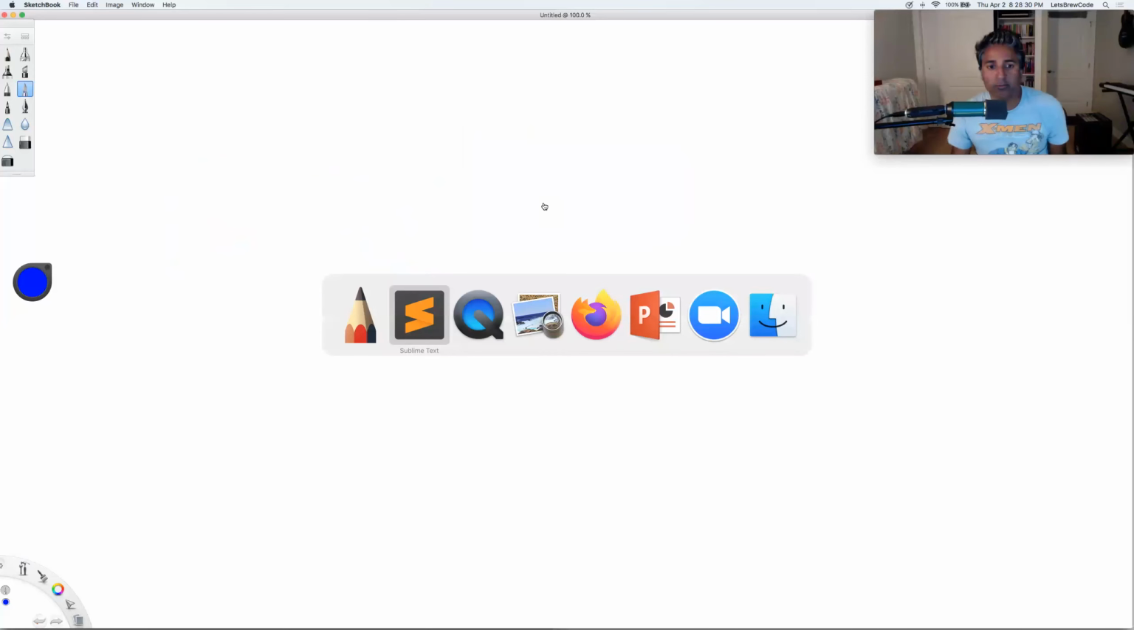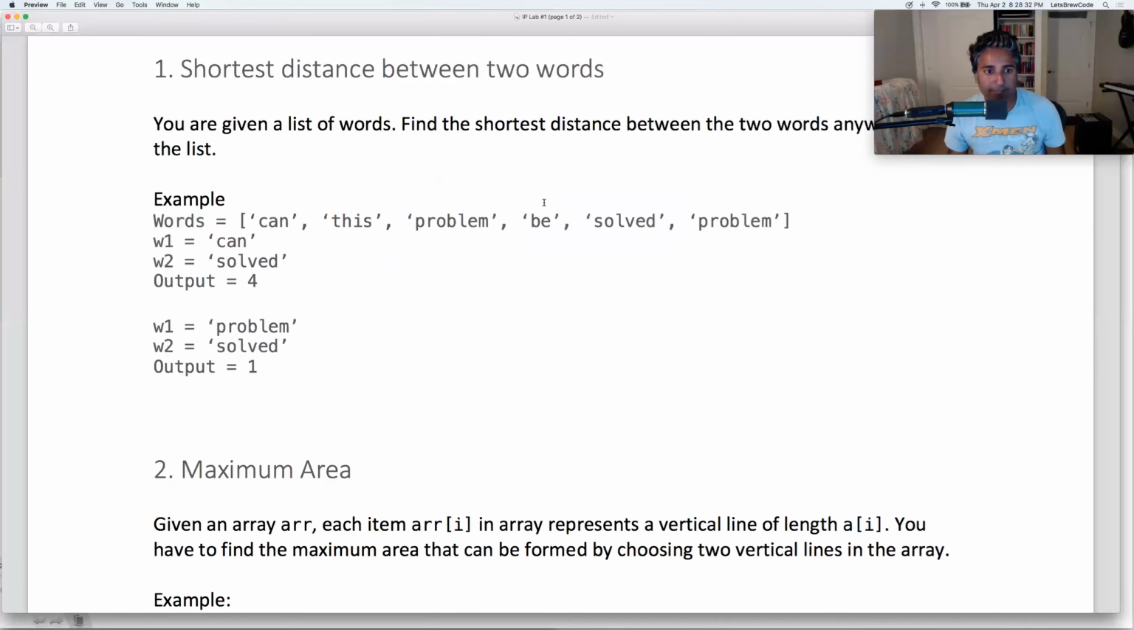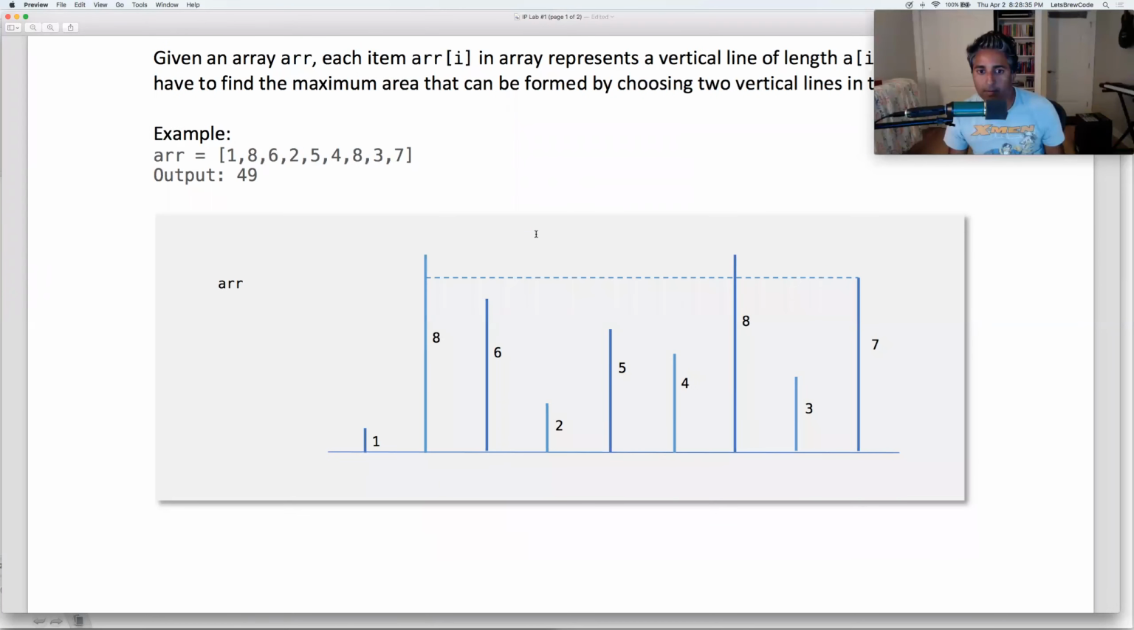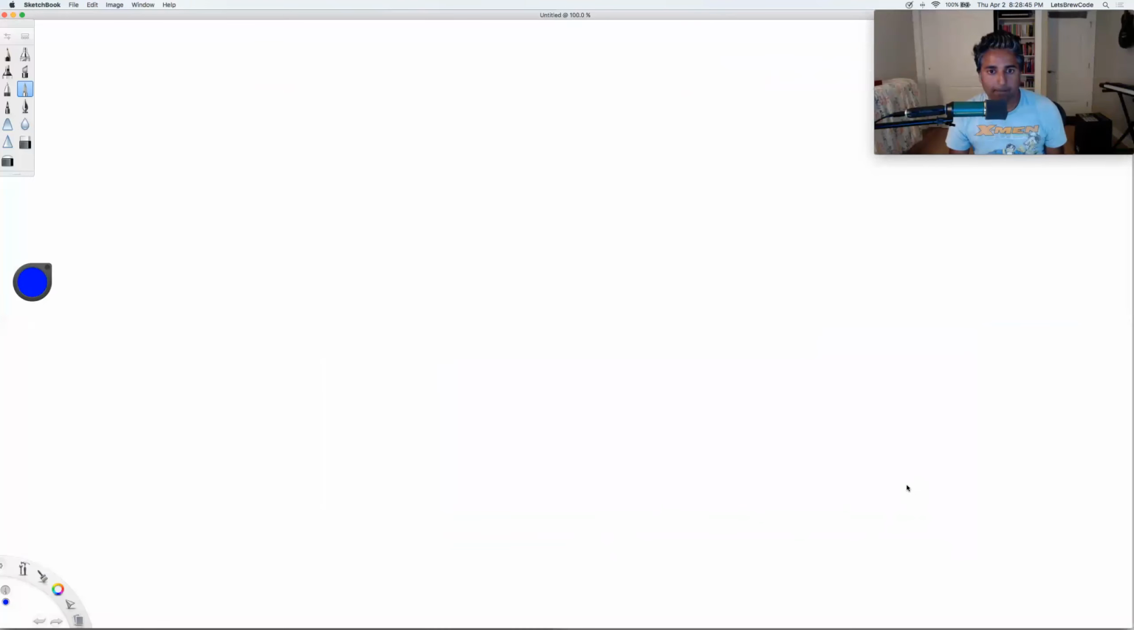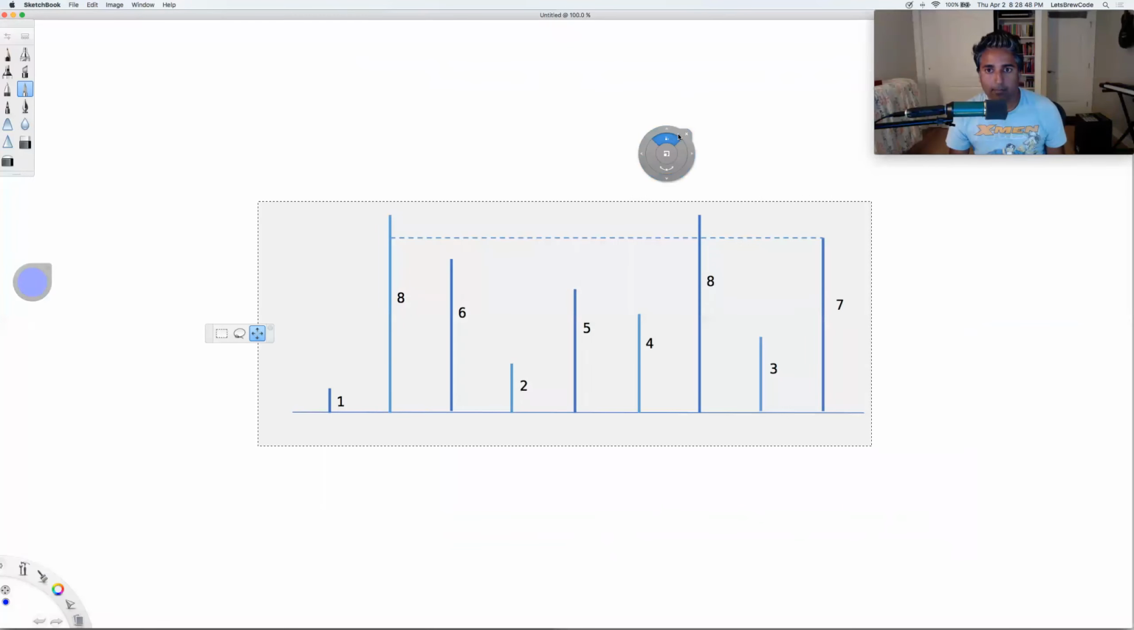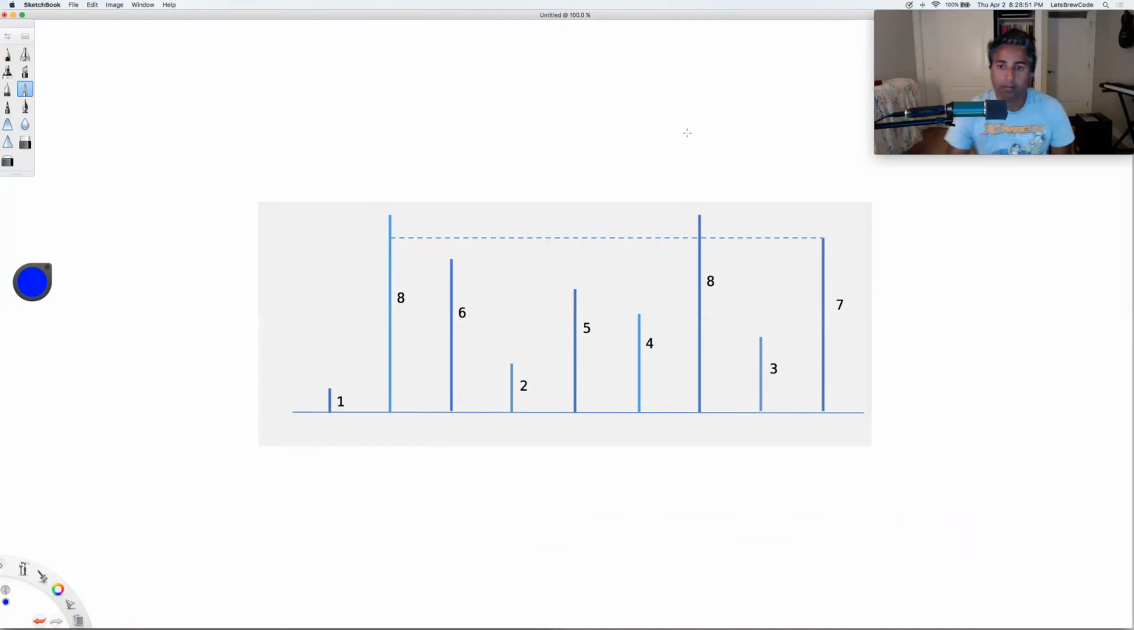Okay. Problem number two. The problem number two was the maximum area, right? Let's take this problem. Let's copy this problem over to the other side. Okay. How do we calculate the maximum area? Well, the simplest way to do it is a brute force once again. Can we do a brute force? We can run two loops.